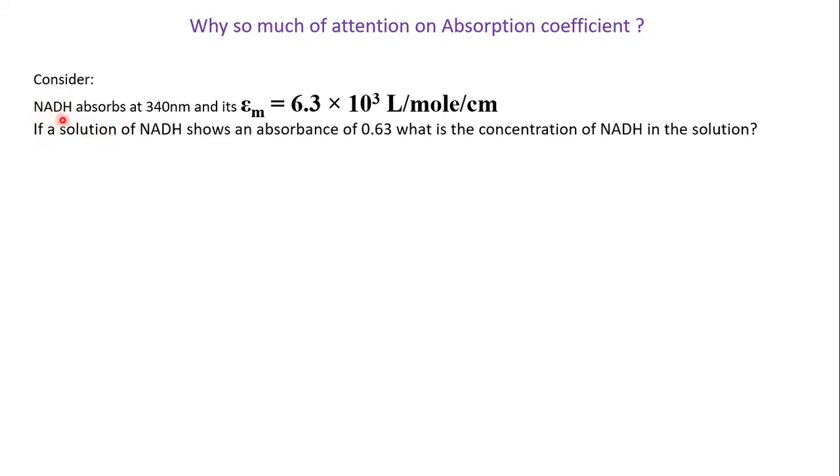Okay, so NADH absorbs at 340 nanometers. This is the wavelength at which NADH likes to absorb. Its molar extinction or absorption coefficient at 340 nanometer is 6.3 x 10^3 liter per mole per centimeter. When I say this, what do you understand? The first line. When I say that NADH absorbs at 340 and its molar absorption coefficient is 6.3 x 10^3 liter per mole per centimeter, what's your understanding now?